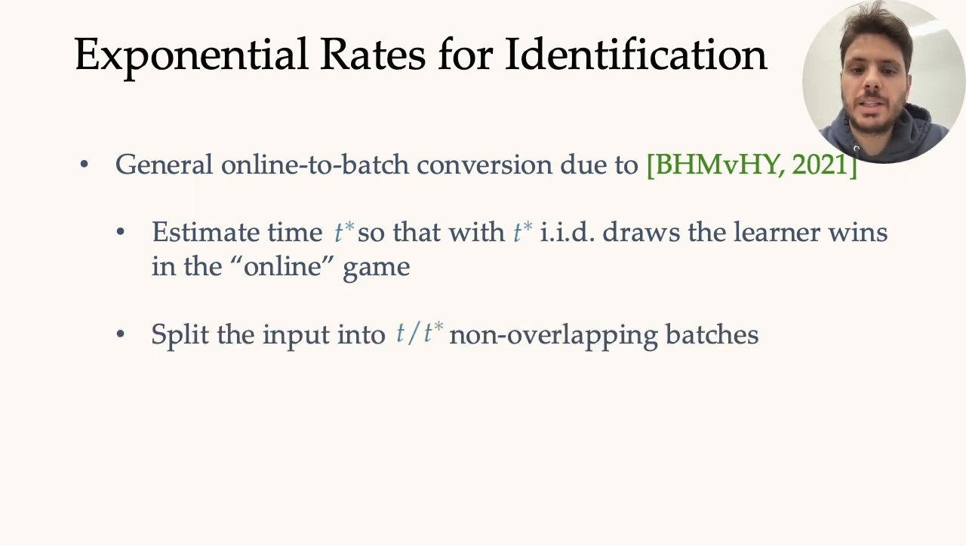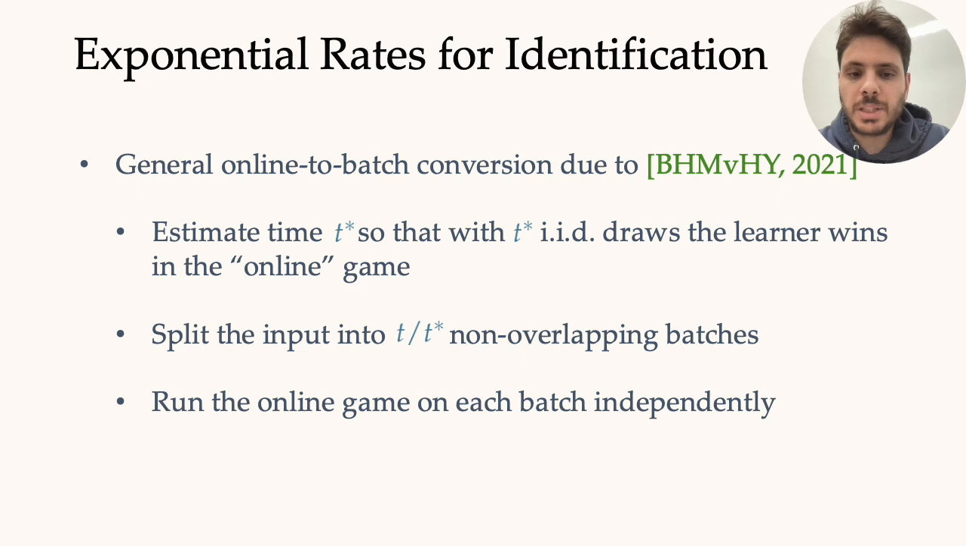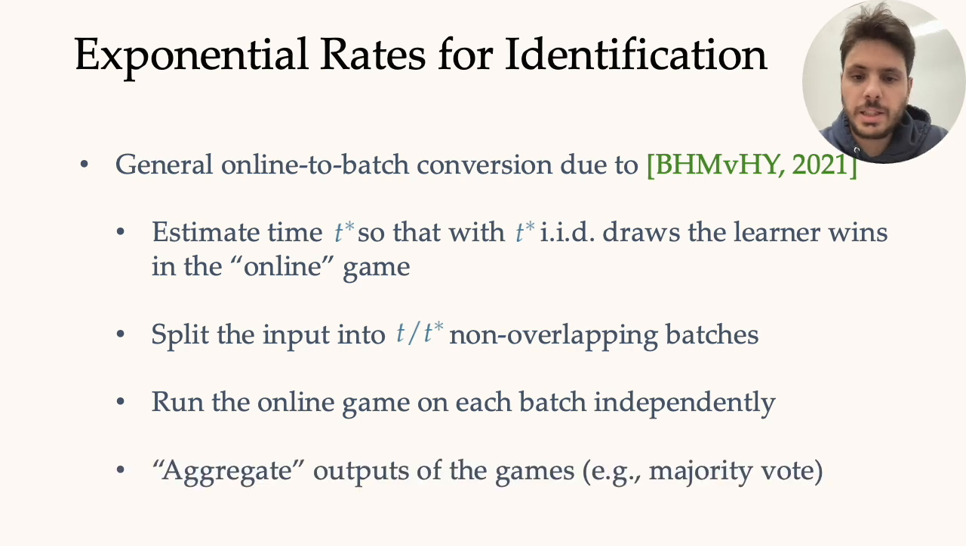Then one splits the input into T over T star non-overlapping batches. Subsequently, one runs the online game on each batch independently. And the final step is to aggregate the outputs of all these games by taking, for example, the majority vote of all the predictions.